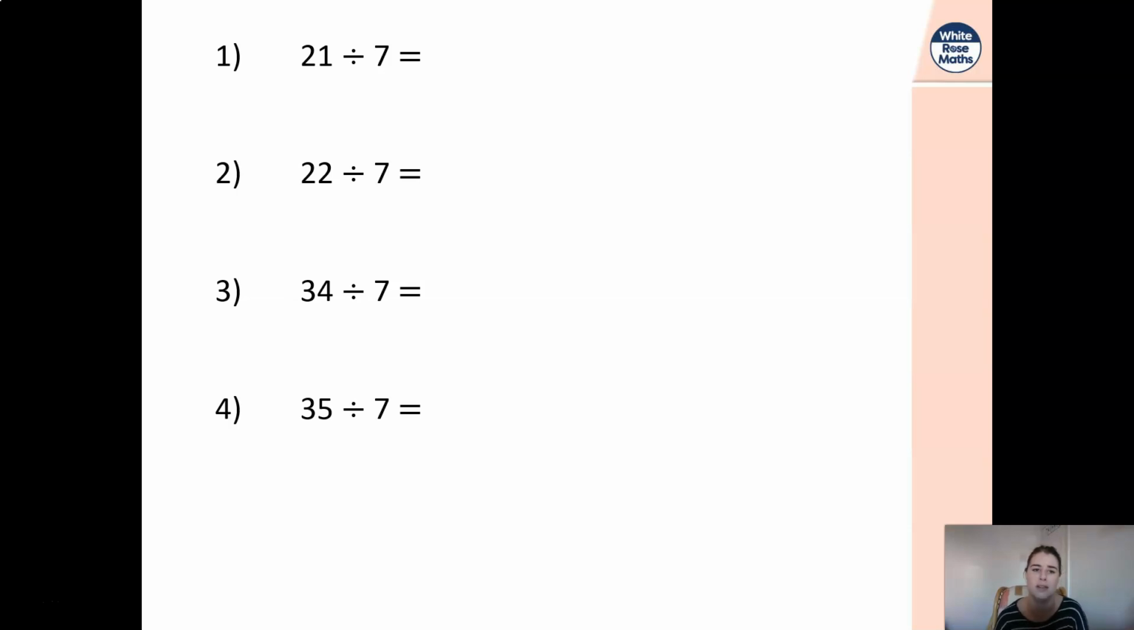Okay, the first one, we know that 7 into 21 goes equally, so it goes in 3 times. 22 divided by 7: if we know that 21 divided by 7 is 3, then 22 divided by 7 must be 3, remainder 1, because it goes in 3 times to get to 21, but to get from 21 to 22 we have an additional 1, so we have a remainder. 34 divided by 7 is going to be the same. It goes in 4 whole times if we count to 28, but from 28 to 34 we have an additional 6. So it's 4, remainder 6. And 35 divided by 7, we know that 7 multiplied by 5 is 35. Well done if you got those correct.